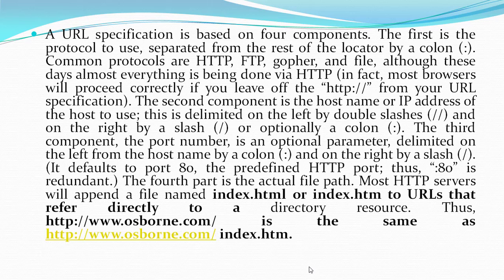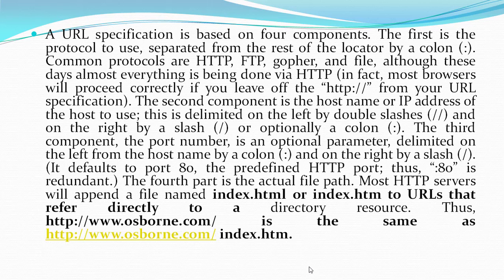The first is the protocol to use, separated from the rest of the locator by a colon. Common protocols are HTTP, FTP, Gopher and file. We have written http colon. This is the first part. It is the protocol. Although these days almost everything is being done via HTTP. In fact, most browsers will proceed correctly if you leave off the http:// from your URL specification.